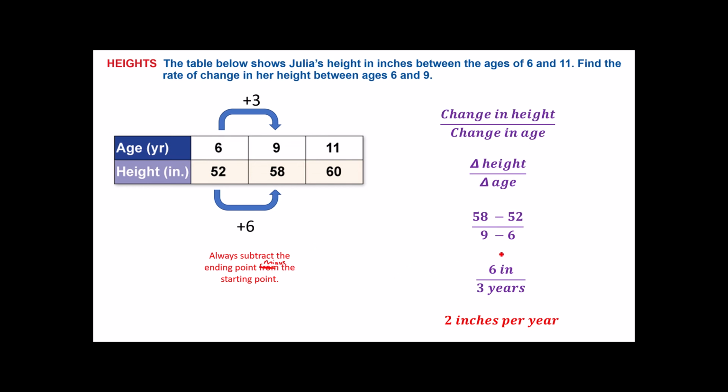A good thing to note is that if we had done the starting point minus the ending point, if we were to switch these and switch the bottom, we would get -6 over -3, which is also 2 inches per year. But what you're basically saying here is that we lose 6 inches if we go backwards 3 years in time. And we'd still end up with a +2.